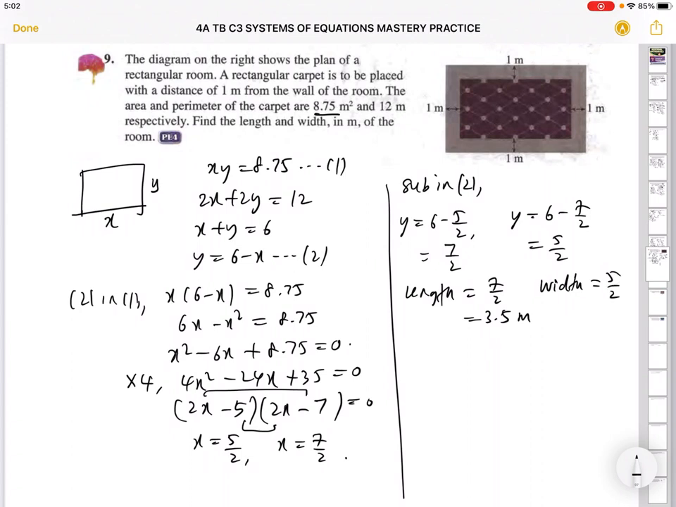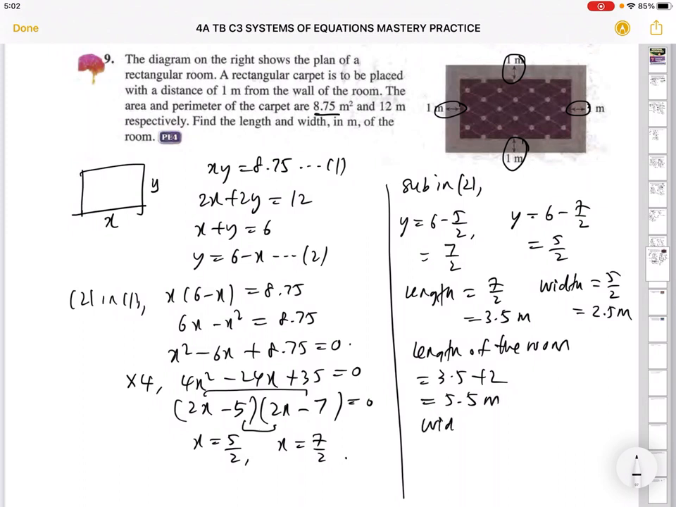But I still haven't answered the question. The question asks for the length and width of the room. So if it's 1 meter more on each side, just add 2 meters. So for the room, the length of the room, just take 3.5 plus 2, 5.5 meters. Width of the room, just take 2.5 plus 2, 4.5 meters.